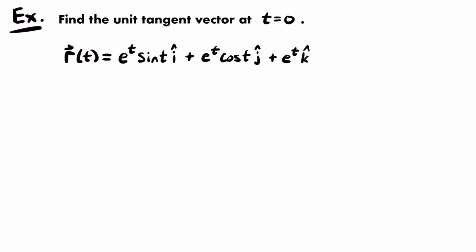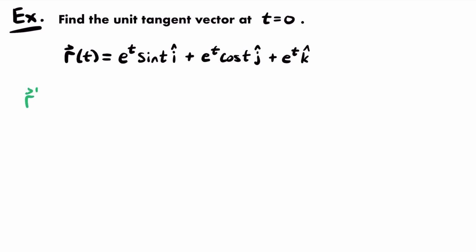All right, so once again, the process remains the same. To find a unit tangent vector, we want to start by finding the tangent vector by taking the derivative of our vector function and then finding the magnitude of that tangent vector and dividing the tangent vector by that magnitude. All right, so let's start by finding the derivative of our vector function.